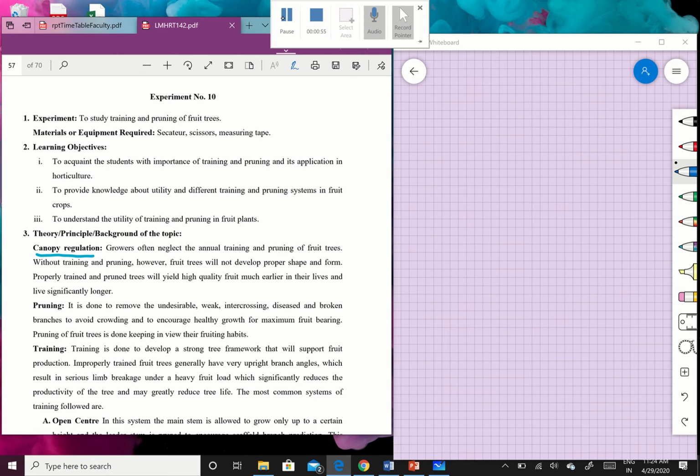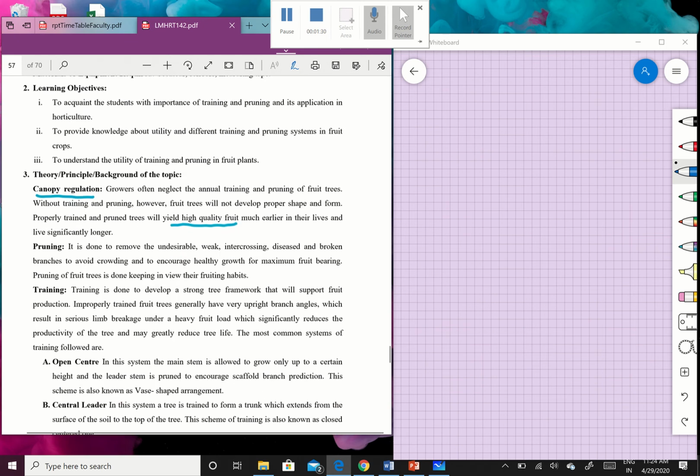Usually we neglect the training and pruning of fruit trees, which leads to overcrowding of the leaves or misshapen trees, which attract more insect pests and hinder the growth of the lower leaves. Without training and pruning, fruit trees will not develop proper shape and form. Properly trained and pruned trees give high yield of good quality much earlier in their lives and live significantly longer. First is pruning.